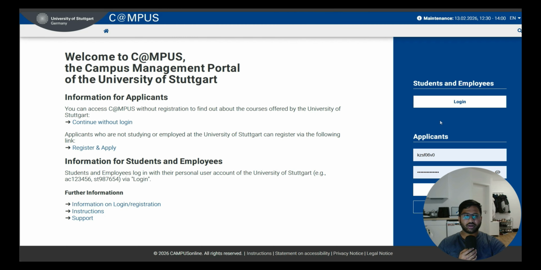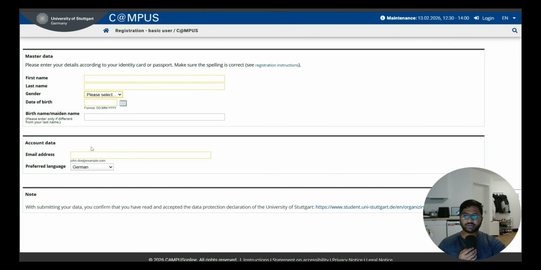Then we directly go into register, continuing without login. But if you already have access as a University of Stuttgart student, no, but we are applying for the first time, so register and apply. We click on register and apply, and we fill in all this information, and I will show you how to submit afterwards.